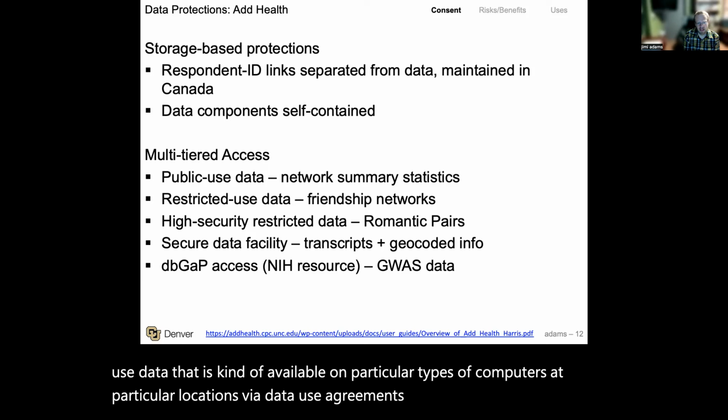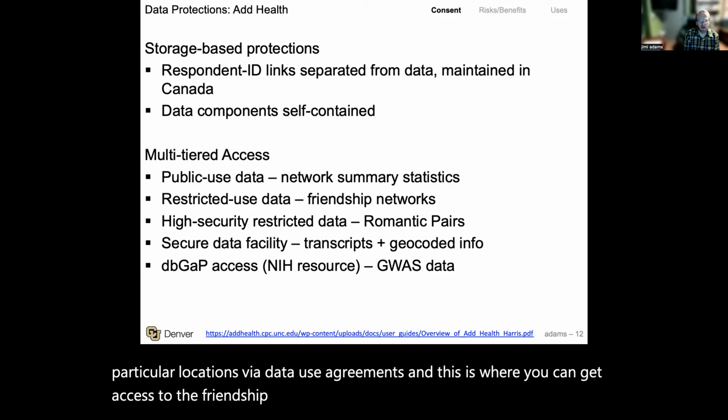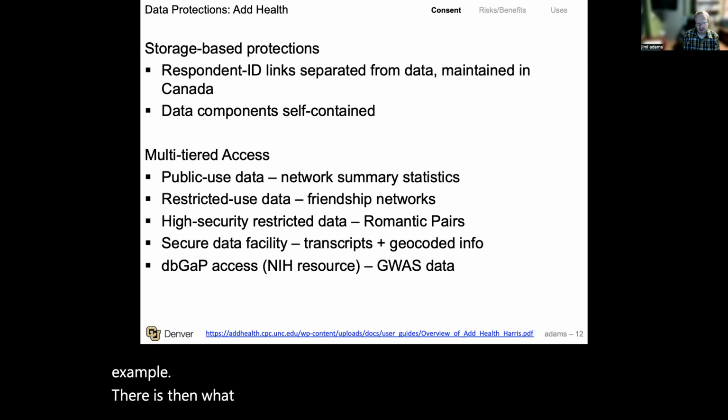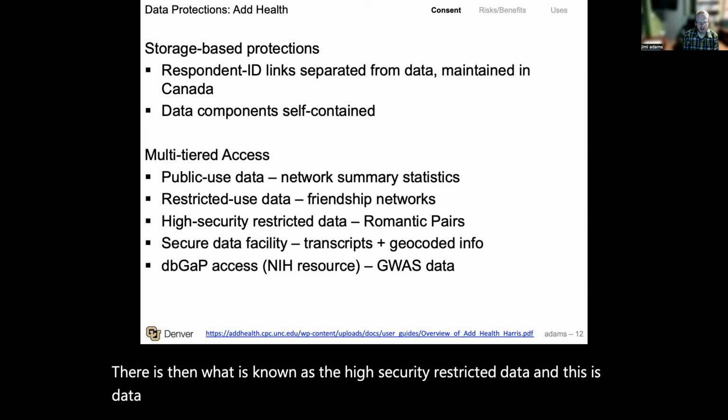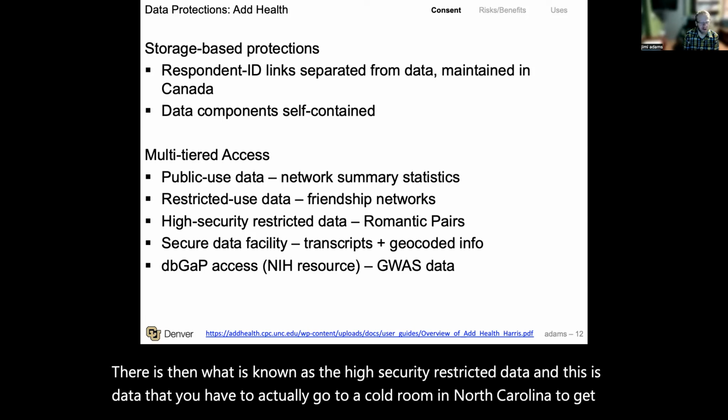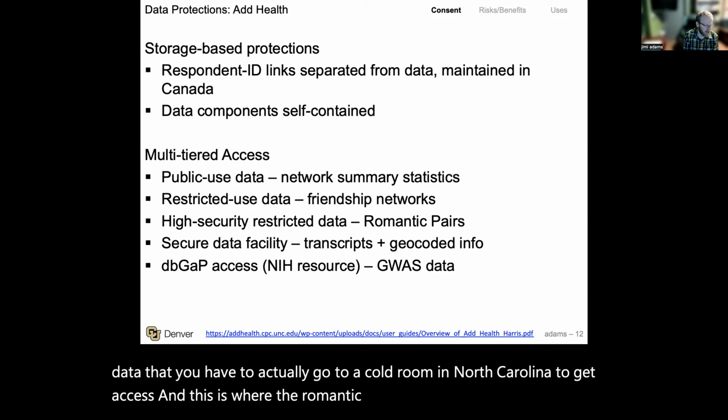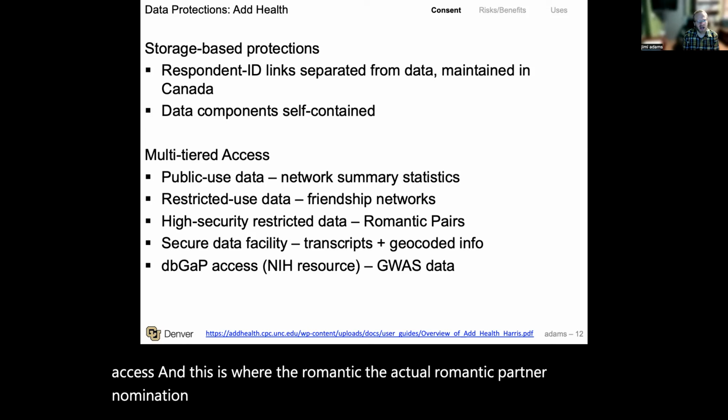And this is where you can get access to the friendship networks. And we have that at Boulder, for example. There is then what is known as the high security restricted data. And this is data that you have to actually go to a cold room in North Carolina to get access to. And this is where the actual romantic partner nomination data in AdHealth reside.